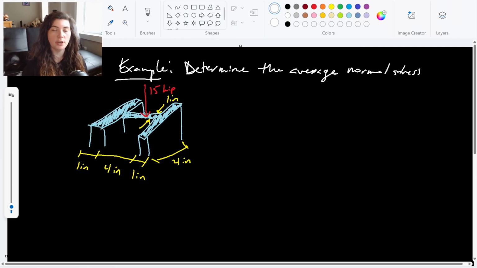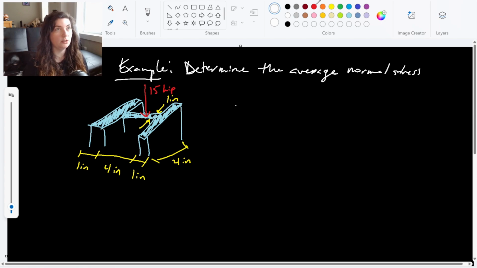So let's take a look at a pretty basic example of this. Here I've got an I-beam cross-section, and we want to determine the average normal stress in this cross-section. It's got this 15 kip applied load on it. And so again, even though this 15 kip is a concentrated force, located in one spot, we're doing the average normal stress, so it's just going to be over that whole cross-sectional area here.